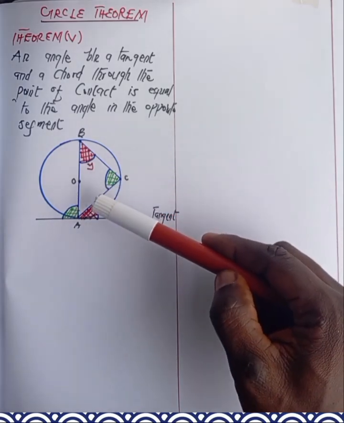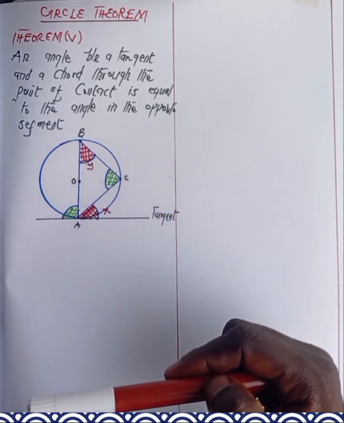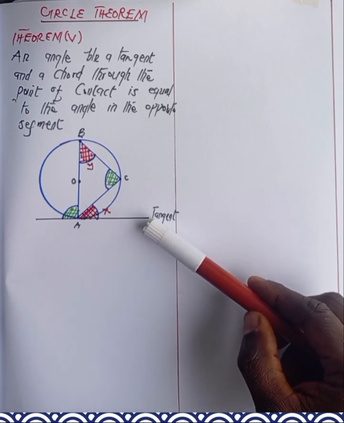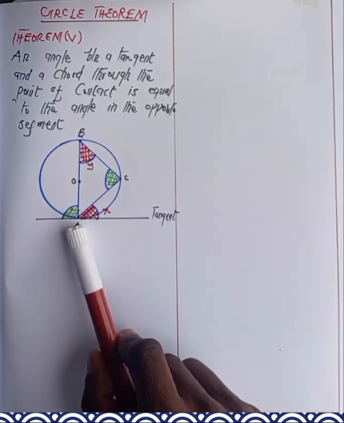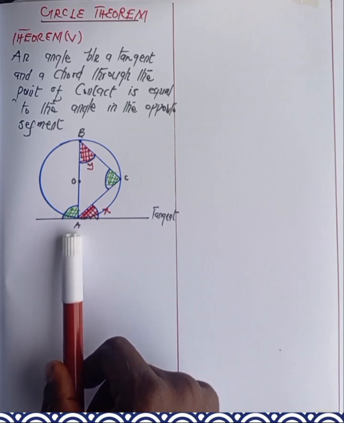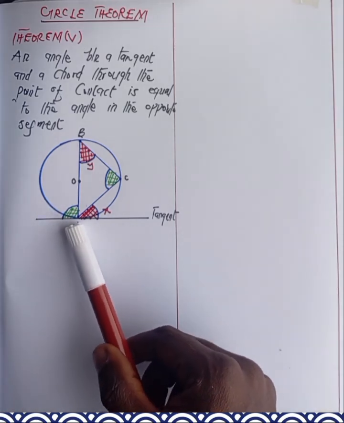Now, this is the theorem diagram. Let's look at it carefully. You can see that this is the tangent. A tangent is any line that touches a circle at one point only. So, we can see that it is touching the circle at point A.